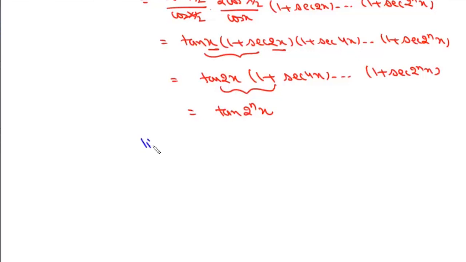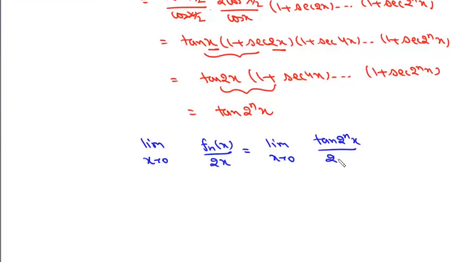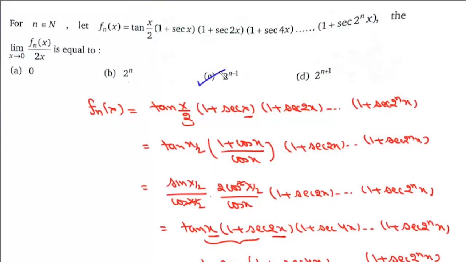Now we need to find this limit, x tends to 0, fₙ(x) upon 2x. Now fₙ(x) is tan(2ⁿx), and here it is 2x. Now what we'll do is we'll multiply and divide it with 2ⁿ⁻¹. Now this becomes standard limit, which is 1. So answer to this limit is 2ⁿ⁻¹, and that's your option C.